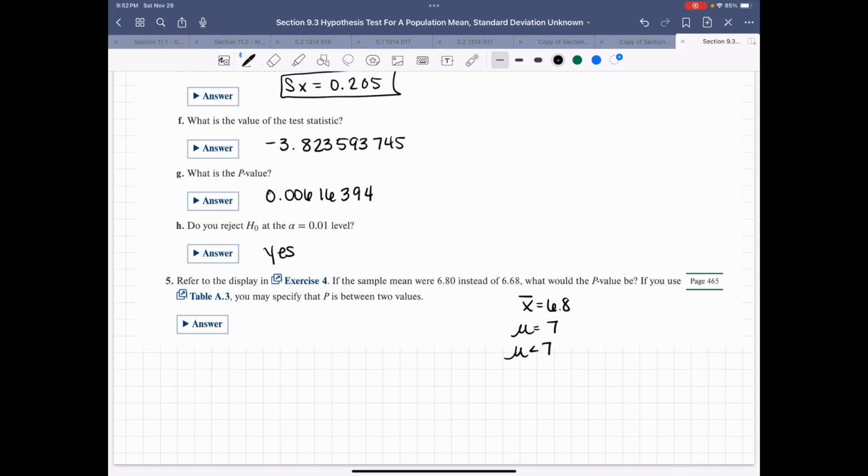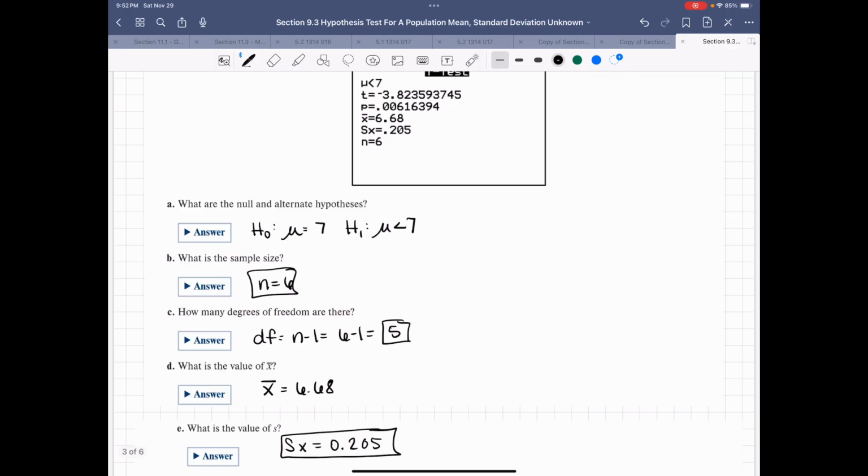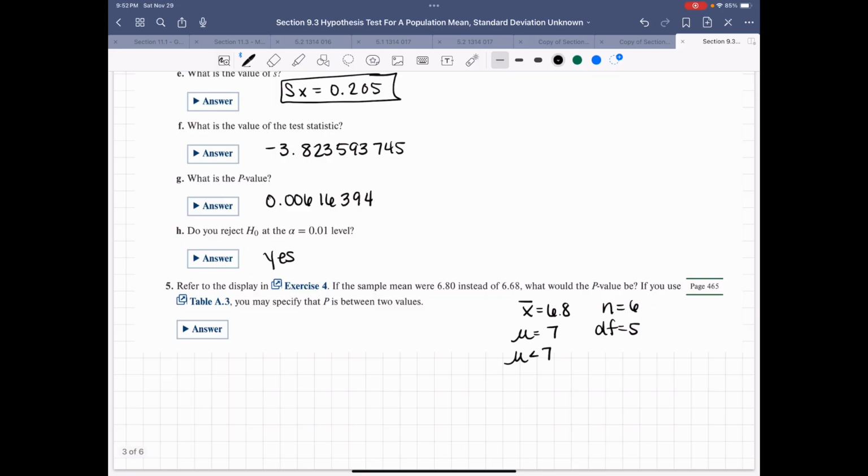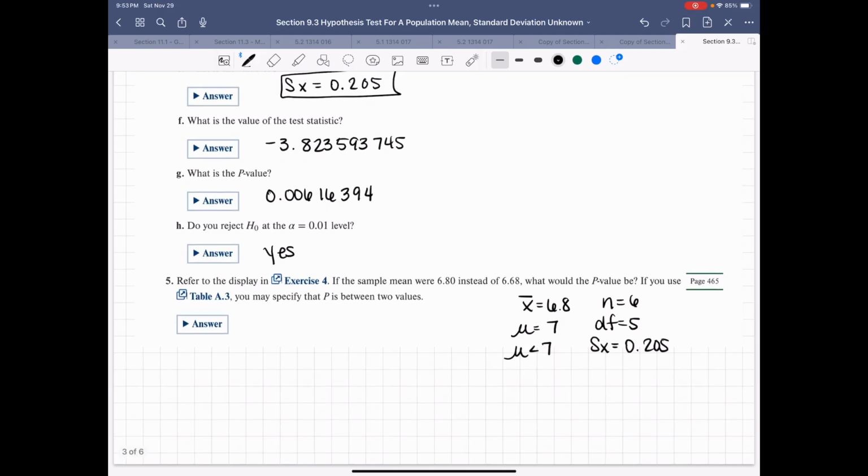Okay, I do have n equals 6 still, yes. My degrees of freedom would then be 5. And our standard deviation will be the same. It didn't say it differed. So we're going to go to, I'm going to write this out, and then we'll go over and do it in the calculator.